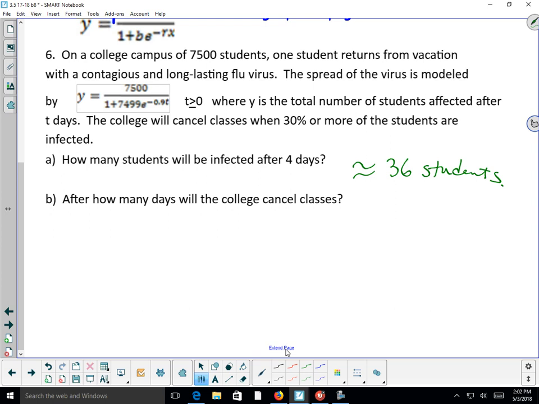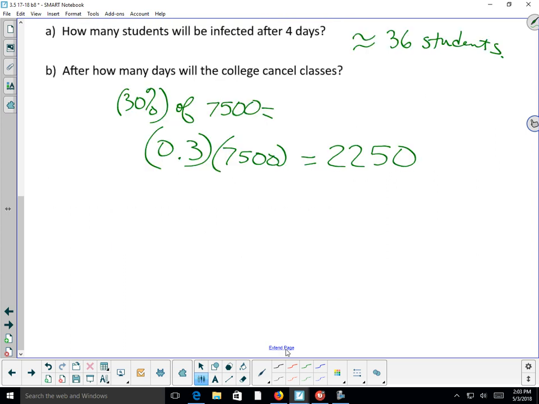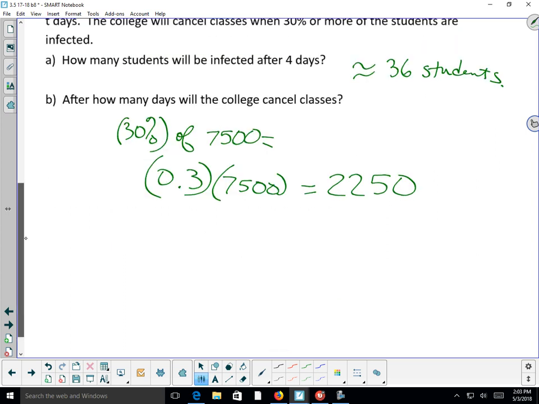Okay, so now after how many days will the college cancel classes? How are we going to answer that? Sarah? You have to find out how many students population. Okay, so we want 30% of the student population, so 30% of 7,500, that's 0.3 times 7,500, and that turns out to be what? 2,250. And now, Sarah, you said you're going to plug that in for y? Yes. For the number of infected students.